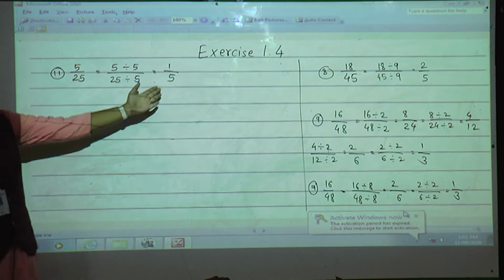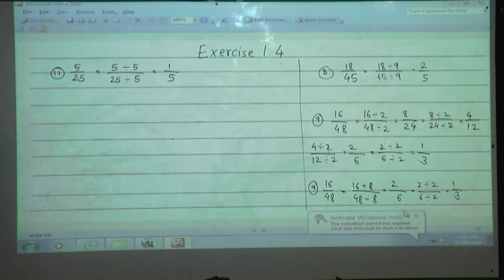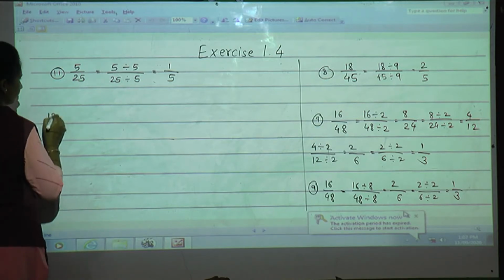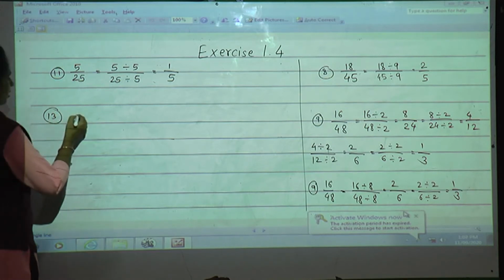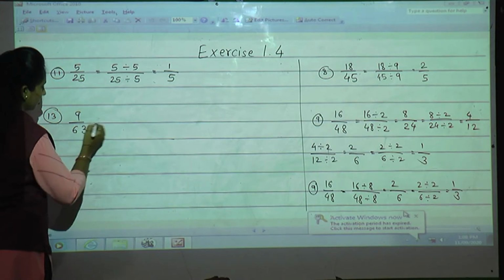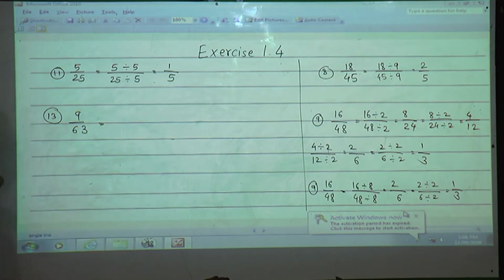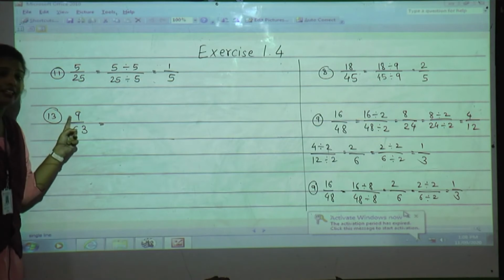So what is our lowest term? 1 upon 5. Clear? Now, the 13th one I will solve. What is the 13th one? 9 divided by 63. Now see, the answer is there in the question itself. See, 63, 9. Here also, like 5 divided by 25, we have seen that 25 is there in the 5 table. Here also see, 63 is there in the 9 table only.